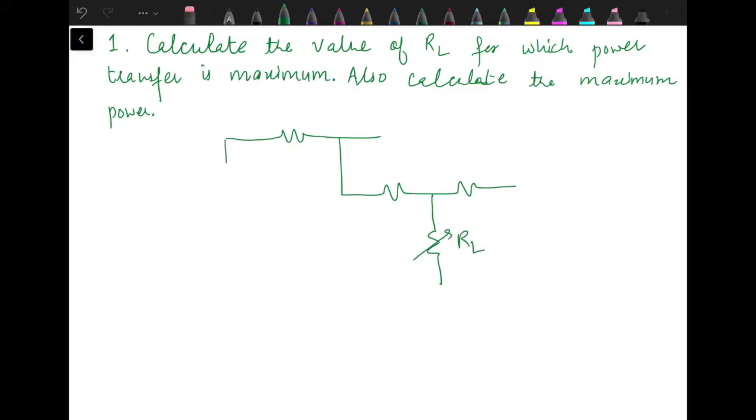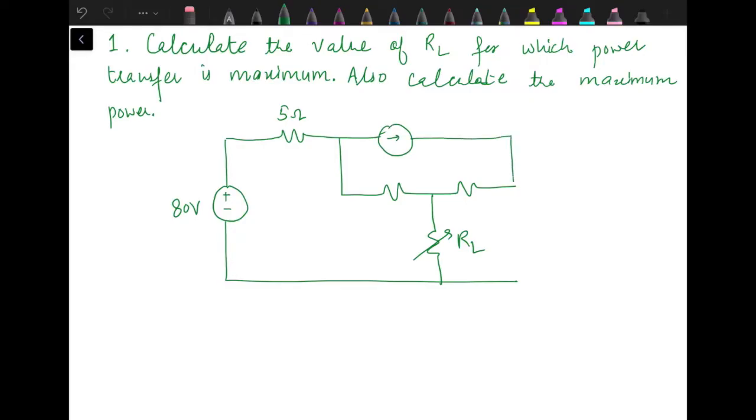This one is the load resistance. Here we have a current source. And here we have another voltage source of 20 volts. The current source supplies 2 ampere. This resistance has value 10 ohm and this one is of 20 ohms. So we need to find out RL. Since this is a complicated circuit, we need to replace it by its Thevenin equivalent in order to calculate the value of RL as well as to calculate the maximum power.